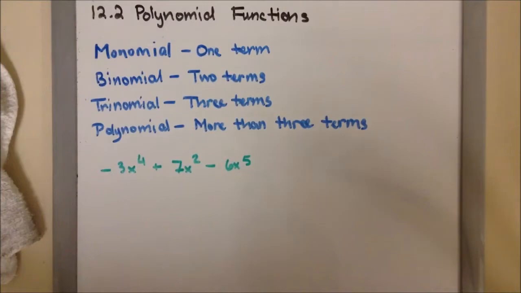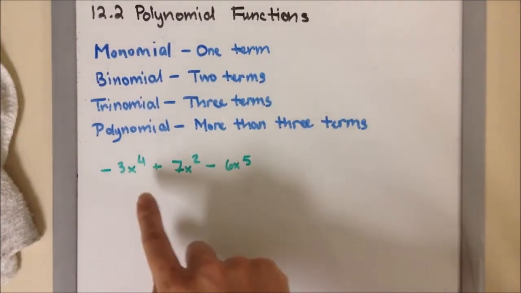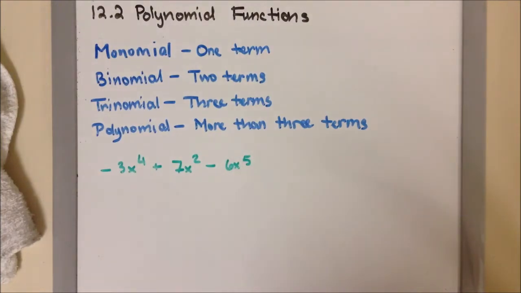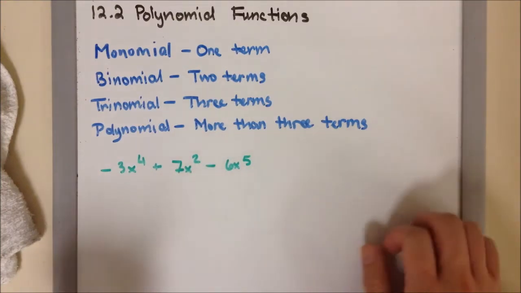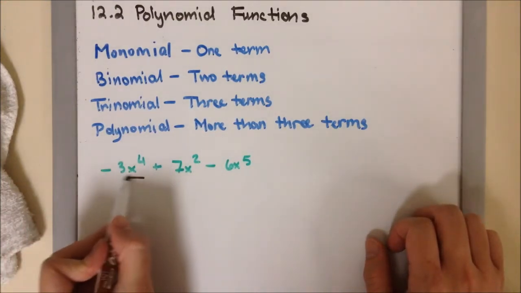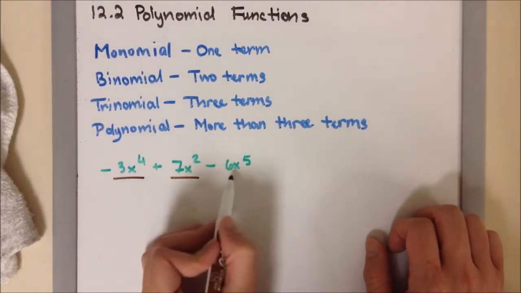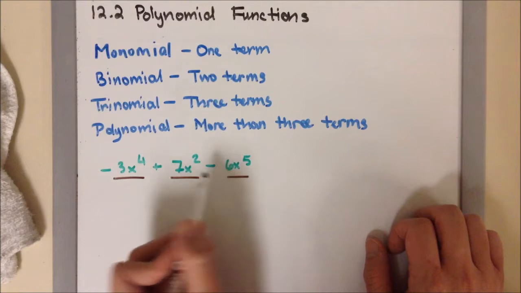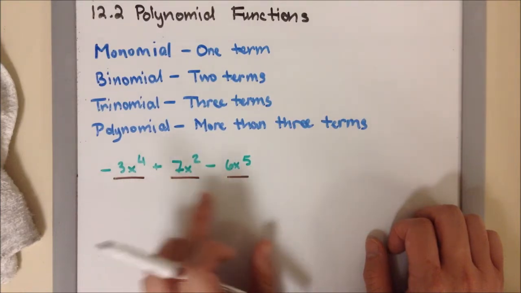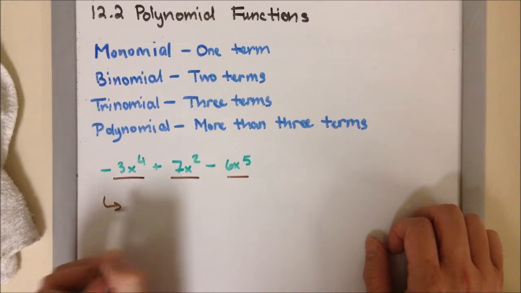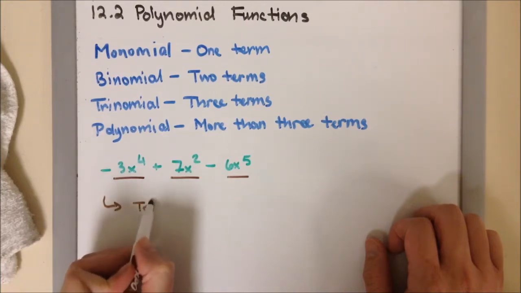In our first example, we have negative 3x to the fourth power plus 7x to the second power minus 6x to the fifth power. Here, we're going to identify how many terms we can see that are separated by the plus and minus. So here's my first term, 3x to the fourth power. My second is 7x to the second power, and then negative 6x to the fifth power. So there's 1, 2, 3. So this is three terms. So therefore, this is a trinomial.